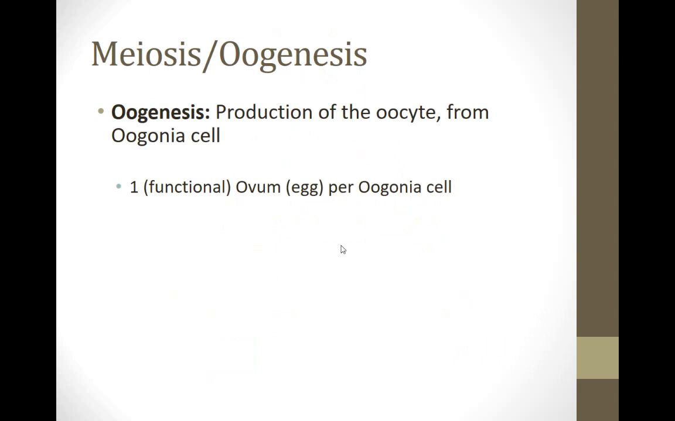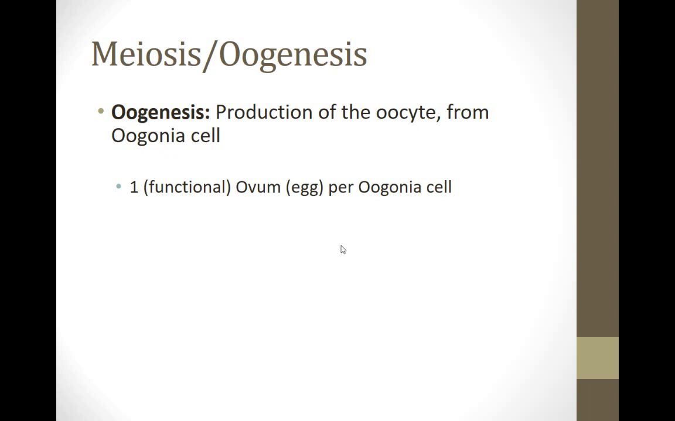So meiosis also occurs in the female. We call it oogenesis, and this is production of the oocyte, which is the egg, and it comes from an oogonia cell. So one functional ovum or egg is coming from one oogonia cell. So in the male we have the germ cell that made 4 sperm cells, and in the female we have one oogonia cell that produces one functional ovum or egg. Okay, so there is some difference there.